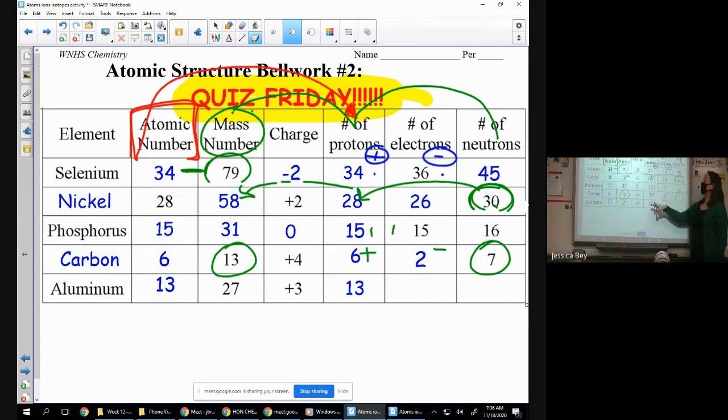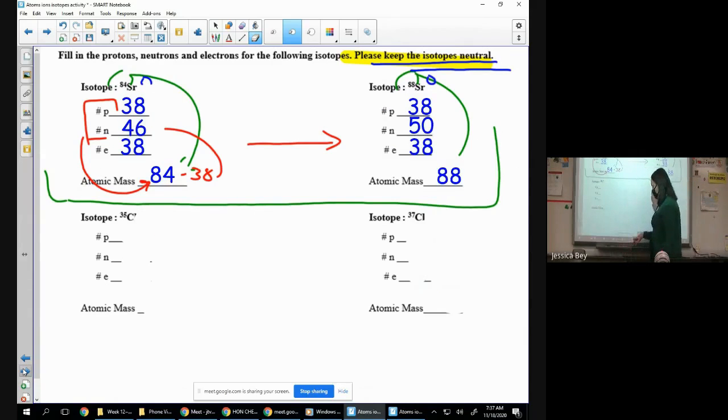I want to be a +3 charge here. I have 13 pluses. How many negatives can I have to get to +3? I can only have 10. And then 27 minus 13 is 14. Awesome.